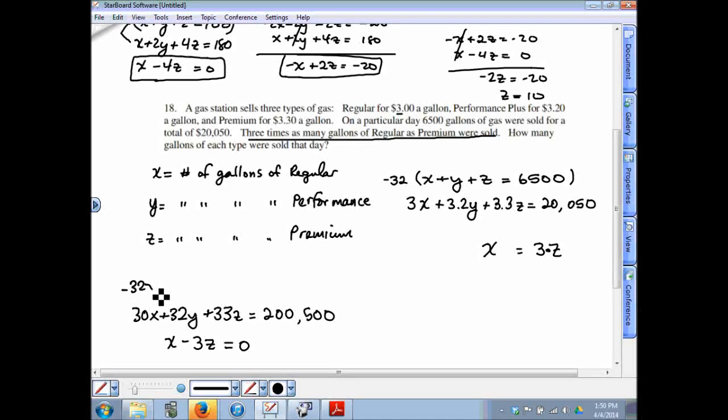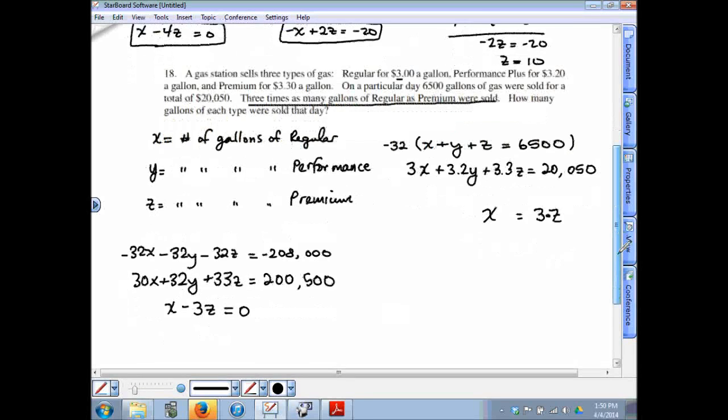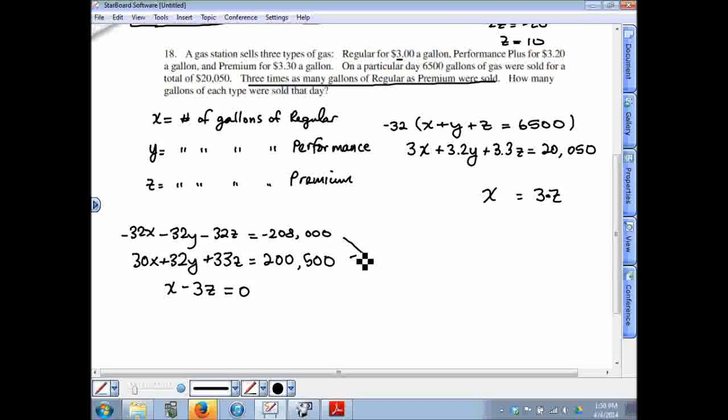So it becomes negative 32x minus 32y minus 32z. And multiply 6,500 by negative 32, you get negative 208,000. So if we now add these two, the top 2 equations, we're going to get negative 2x plus z is equal to negative 7,500.